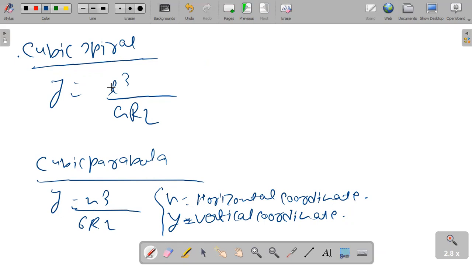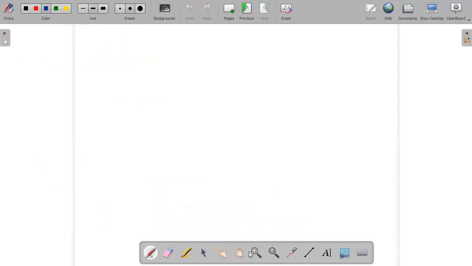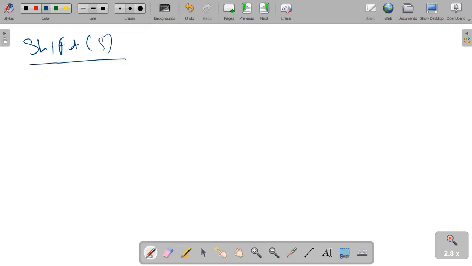And let's move on to the next thing, which is shift, denoted as S. So we have a formula for this also, that S is equal to L square upon 24R. This is it for shift.